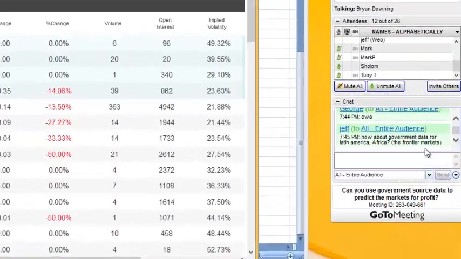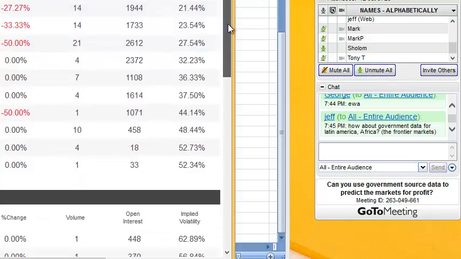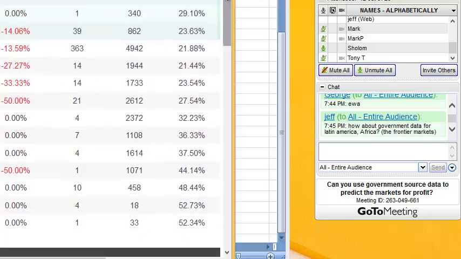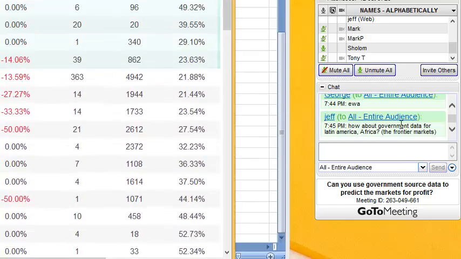So Jeff says, how about government data for Latin America, Africa? Frontier markets. I'm not sure on that, Jeff. Anybody have any info on frontier markets at all? The problem for me is just transparency. I have enough problems with China. That's why I'm just going to focus on UK and US for trading equity directly.